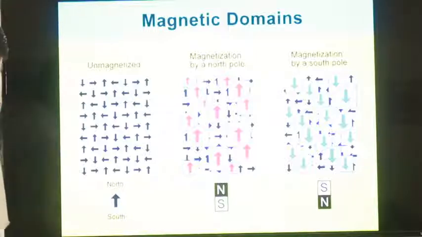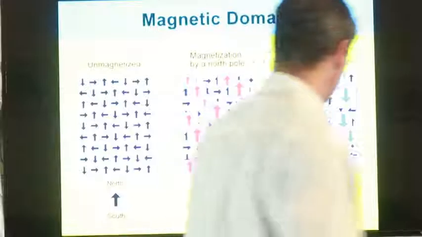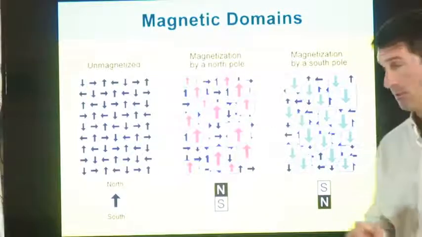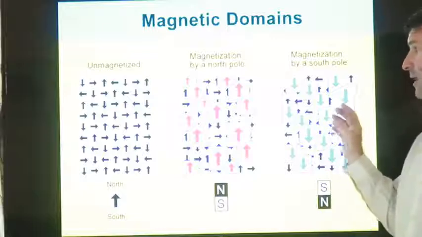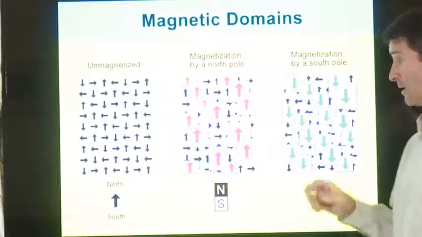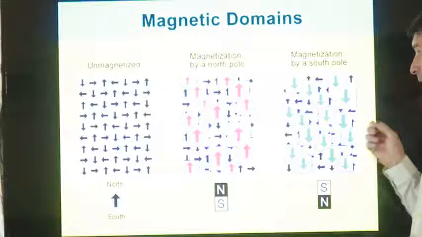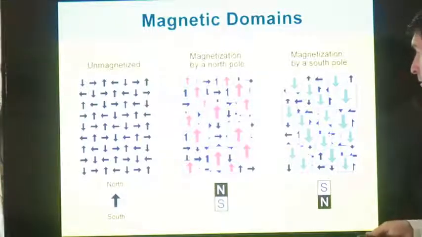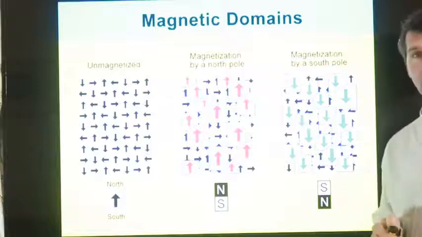Same thing if we reverse the polarity of the magnetic field. If we suddenly apply a south magnetic pole to this magnet, then the north magnetic poles would suddenly shrink in size, and we would grow the south-oriented magnetic domains.